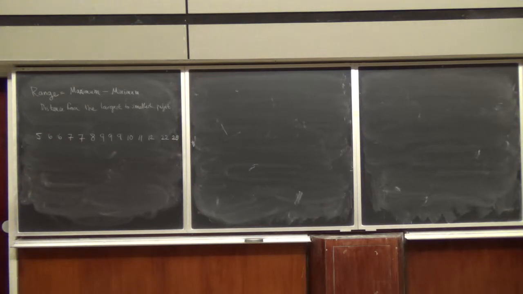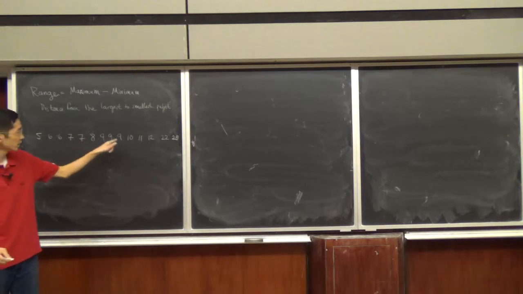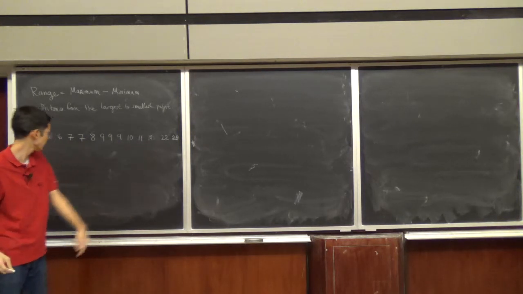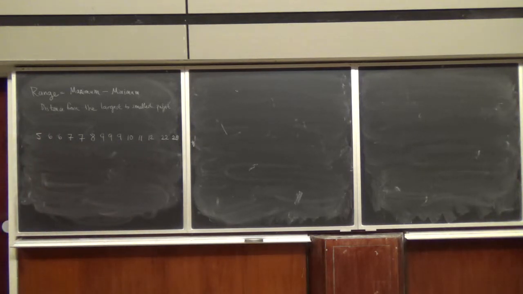So those are my, I think I have 14 values there. 1, 2, 3, 4, 5, 6, 7, 8, 9, 10, 11, 12, 13, 14. And if you are in the back, I will call them out. They are 5, 6, 6, 7, 7, 8, 9, 9, 9, 10, 11, 12, 22, and 25.